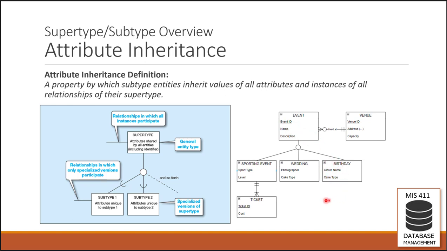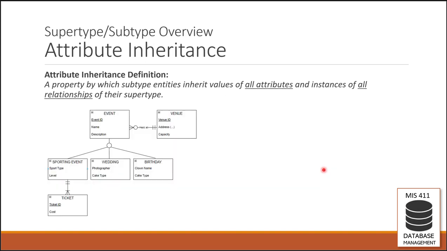So if you were to create an entity instance, if you recall that as a specific birthday, it would have 5 attributes: event ID, name, description, clown name, cake type. In addition, the birthday, even though you don't see a relationship coming off the birthday, it would also have a relationship to venue. Because, again, every subtype is going to inherit all the attributes of the supertype and all the relationships of the supertype.